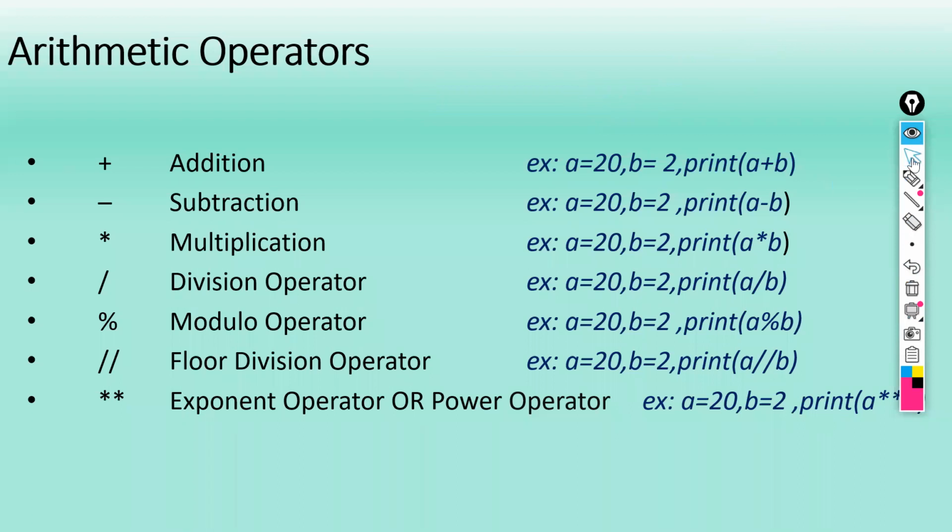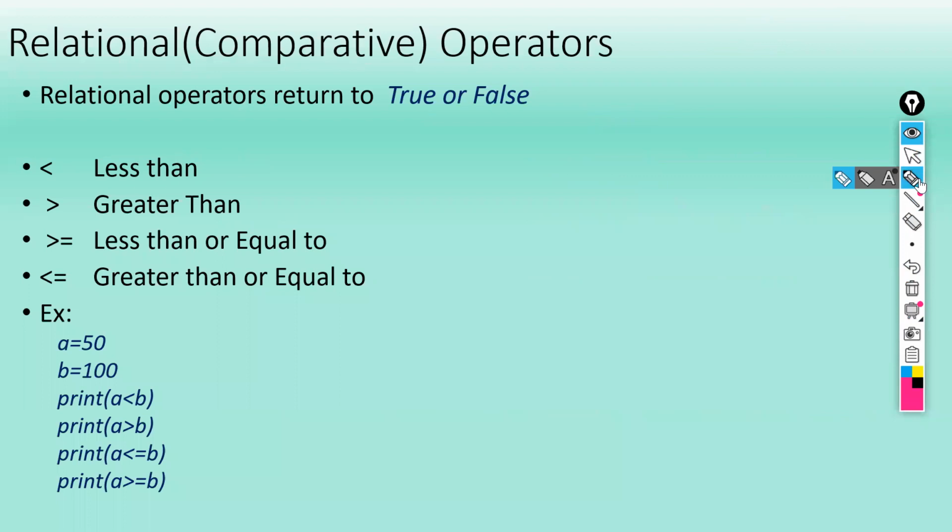Next, we have comparative or relational operators. If you want to compare two or more values, for example, there are two students and we need to compare them. In the same way, there are two data types or two values we need to compare. For that, we use relational operators or comparative operators. What do we have? Less than, greater than, less than or equal to, greater than or equal to. I have already explained and shown the code also.